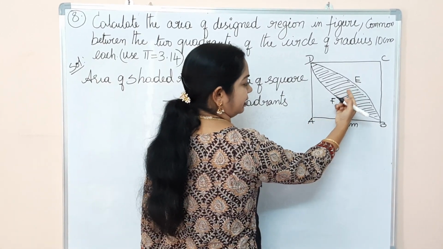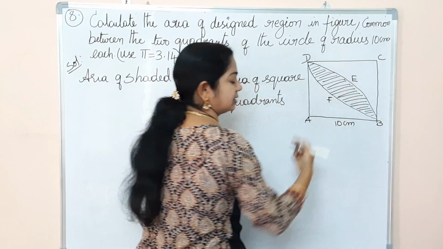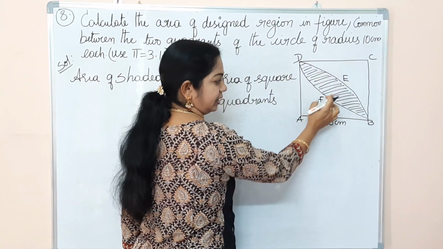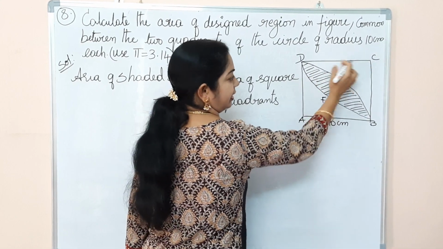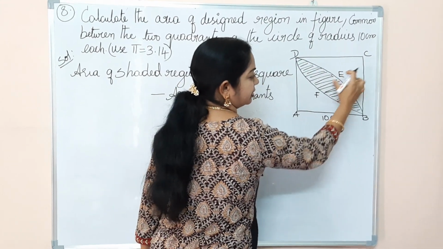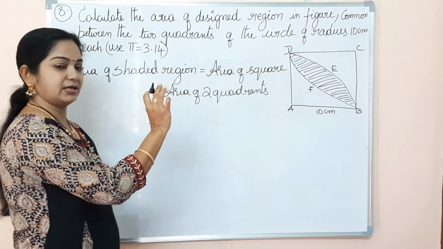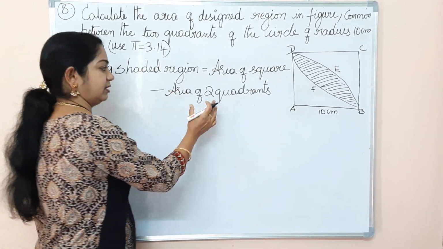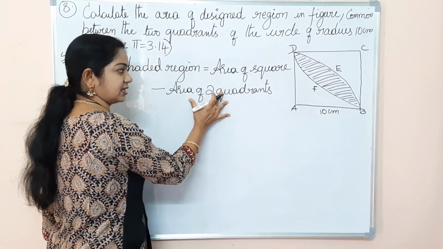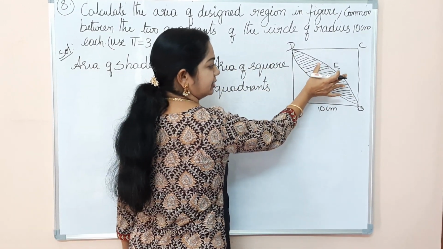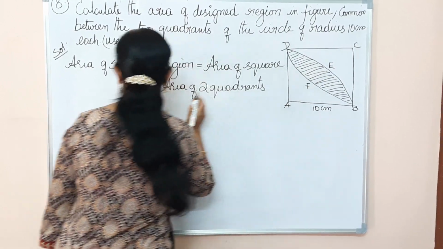See, the design part in both the quadrants will be repeated. If I find the area of one quadrant, I'll get the design part once, and again if I find the area of the other quadrant, the design part is repeated. So if you find the area of two quadrants and subtract the area of the square, you'll get only the shaded part.